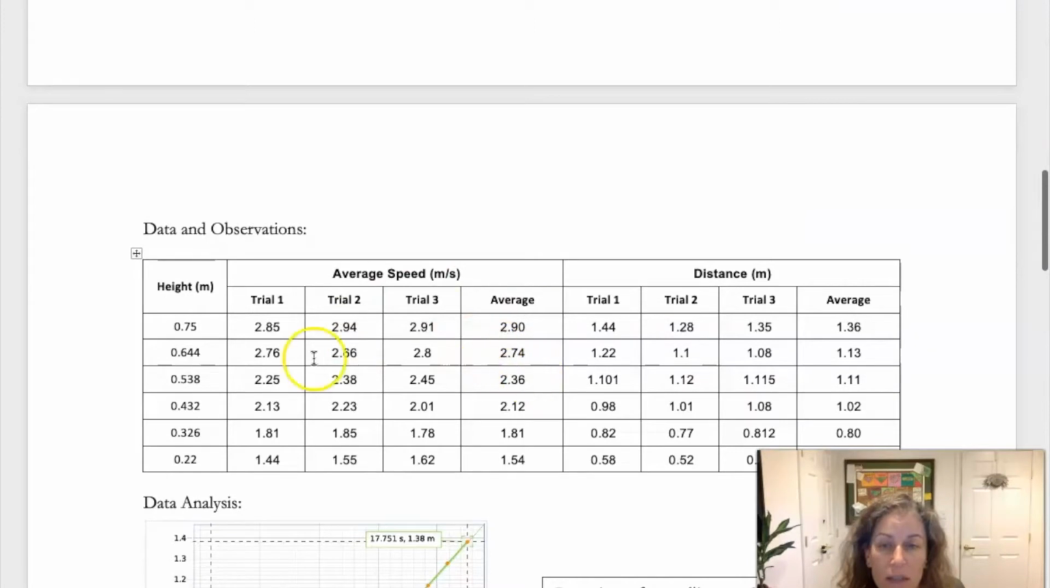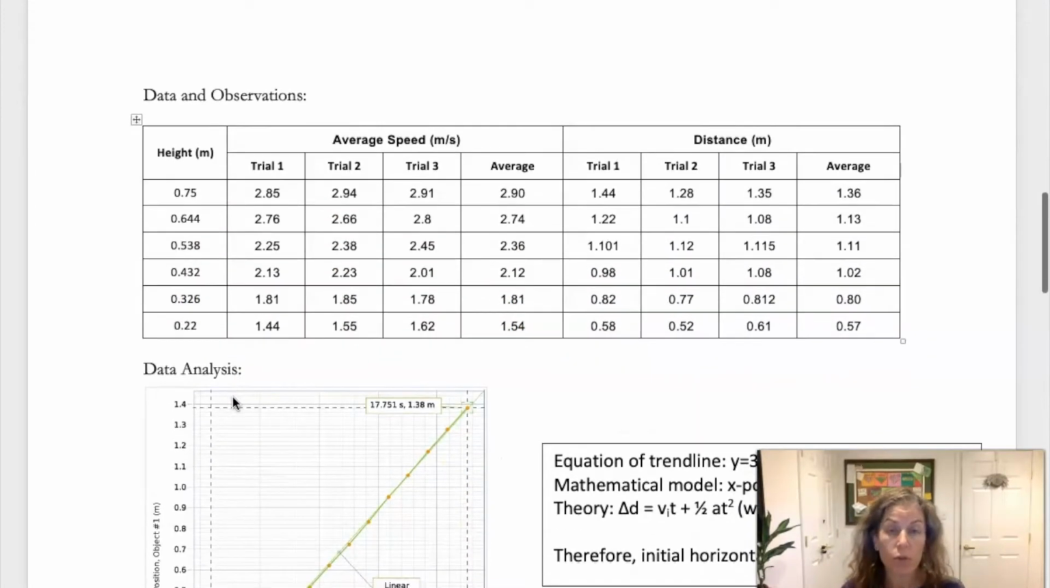Then I have a data table. You'll notice I have a lot of measurements, and not a single one of you had all these measurements. I think there's one person who came close. But notice I have these heights, the initial heights, and I have the average speed, and there were 3 trials. Actually, I shouldn't say average speed, this should be initial speed of the projectile.